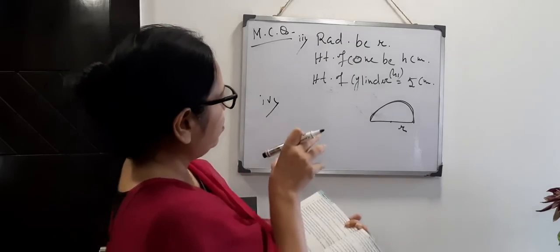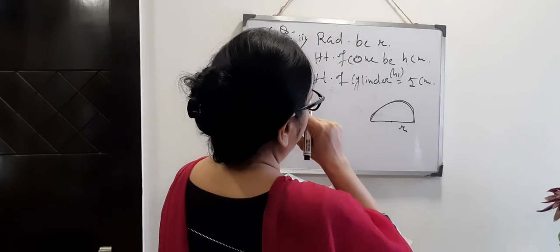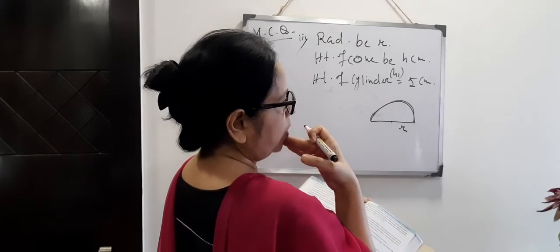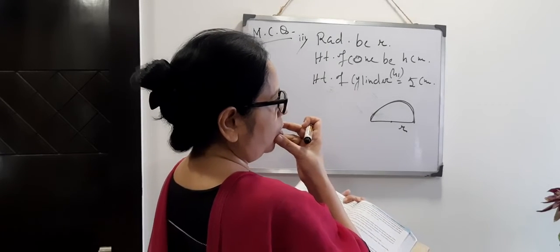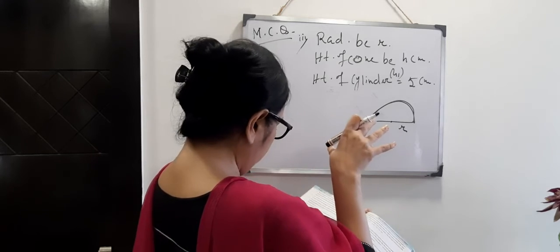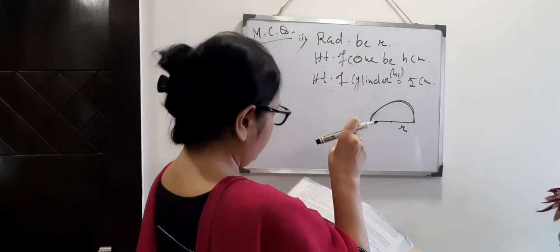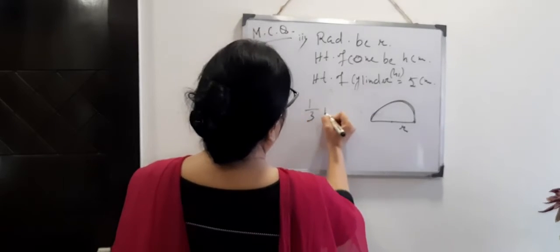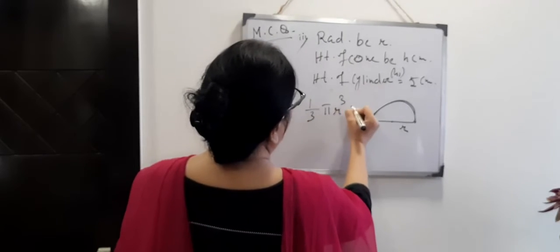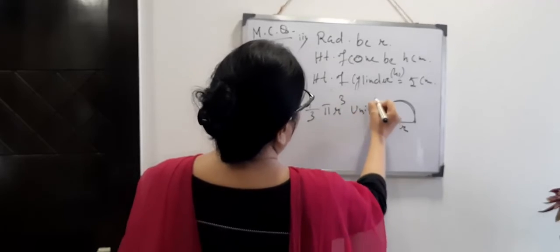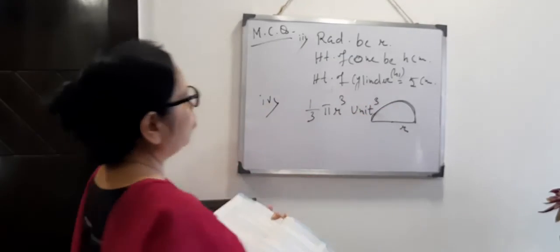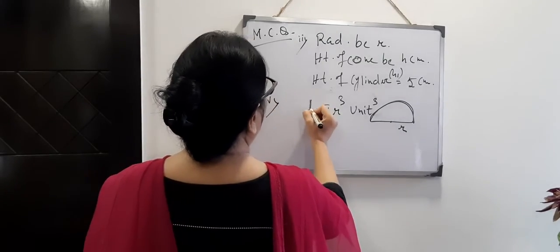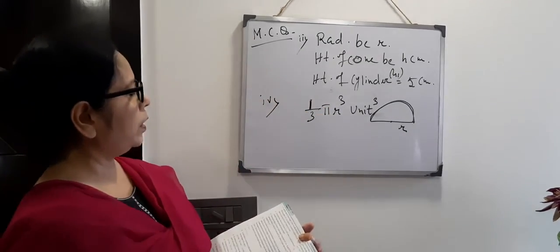This is hemisphere. So from it the largest volume of solid you can cut will be this, 1/3 pi r cube. 1/3 pi r cube. Clear?